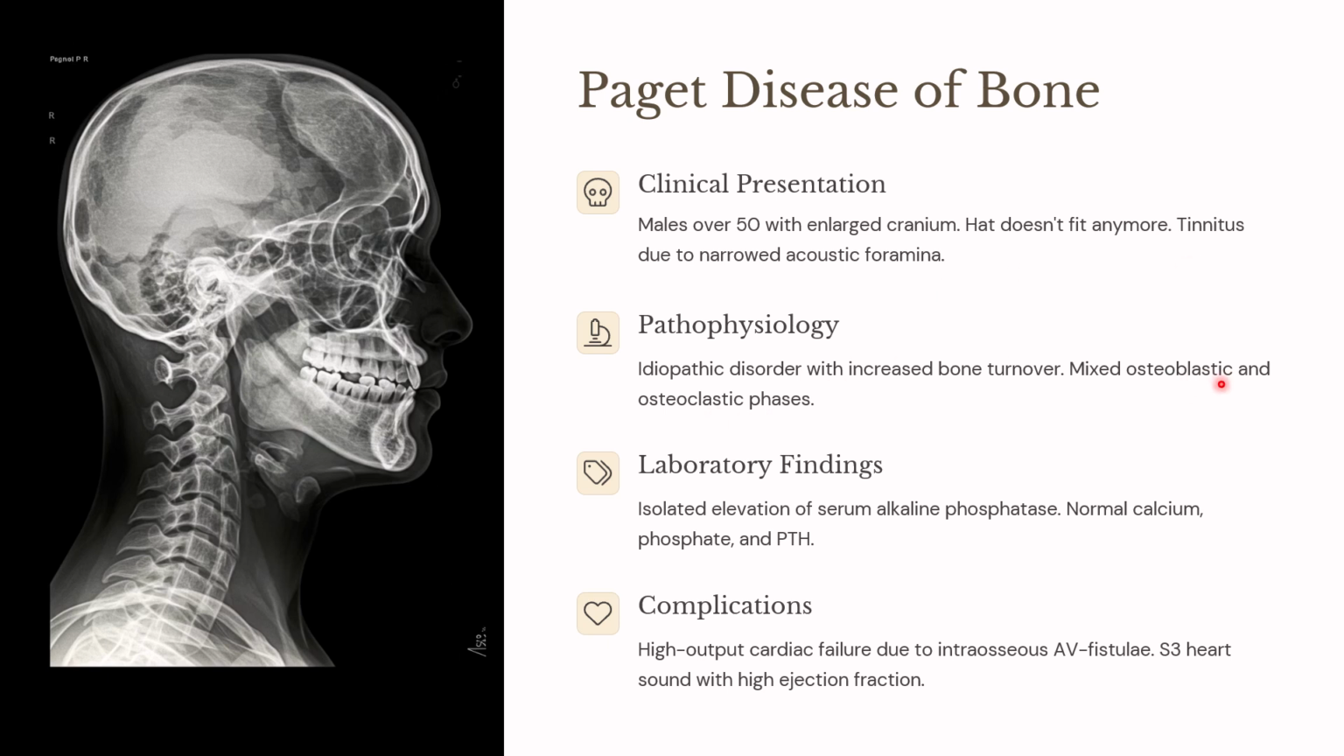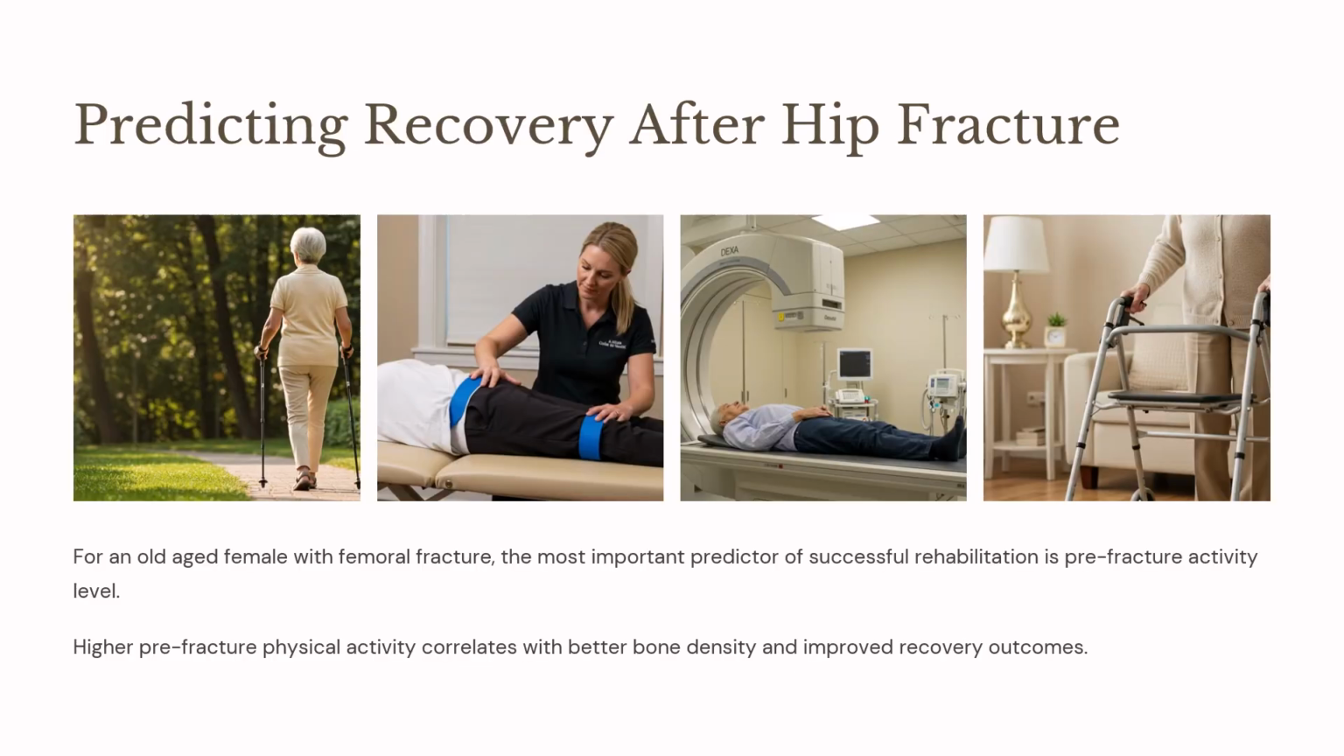Because of abnormal osteoblastic activity, there is isolated elevation of serum alkaline phosphatase. Here there is no other defect. The calcium is normal, the phosphate is normal, PTH is normal. There is only isolated elevation of serum ALP. Because the bone is undergoing abnormal turnover, it will result in intraosseous AV fistula, leading to high output cardiac failure, S3 heart sound, and a high ejection fraction.